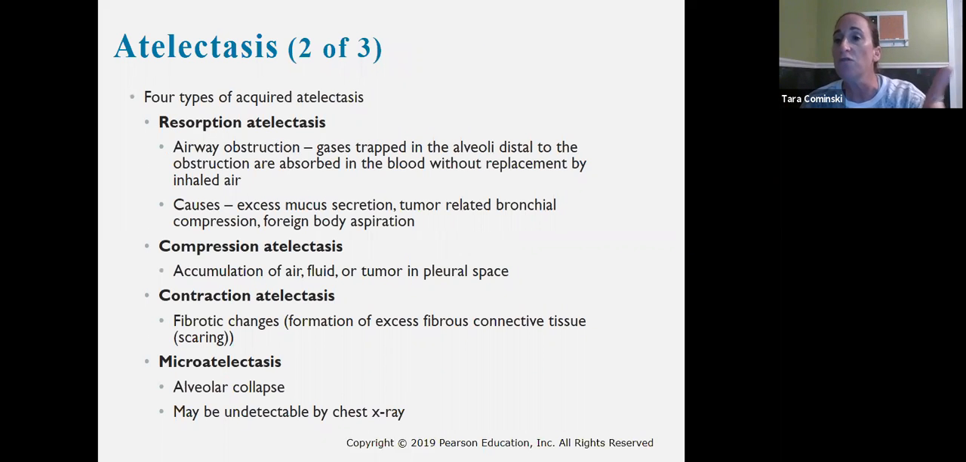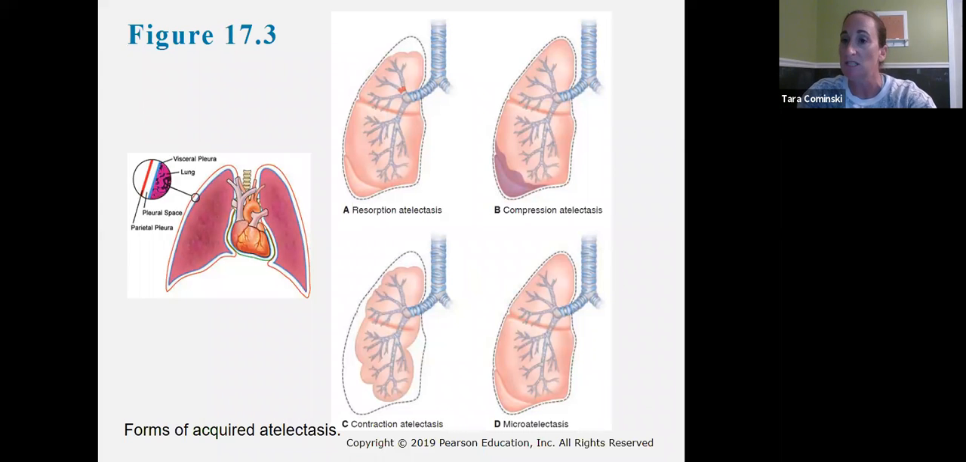Okay, so these are the 4 different types of collapsed lung or atelectasis. We can refer back to this figure. I'll talk about each one and flip back and forth to the figure that shows you that example. Does anyone have any questions so far?